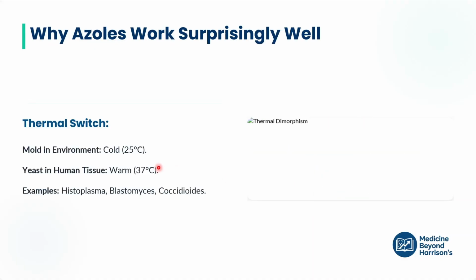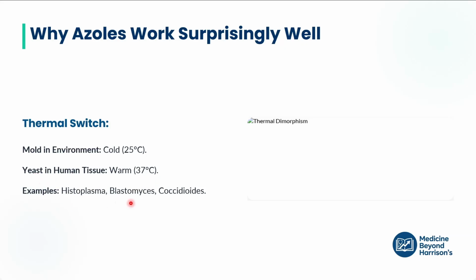Sometimes azoles work surprisingly well for dimorphic fungi. The dimorphic fungi exhibit a mechanism called a thermal switch. It acts as a mold in the environment at cold temperature, around 25 degrees Celsius. In the human body, at a warm temperature of 37 degrees Celsius, it acts as a yeast.